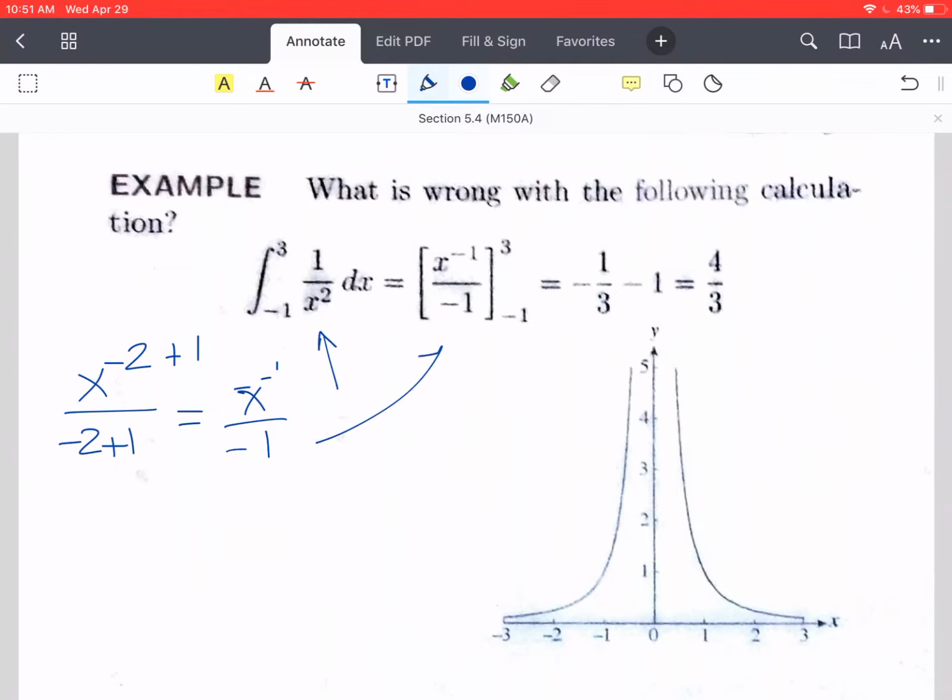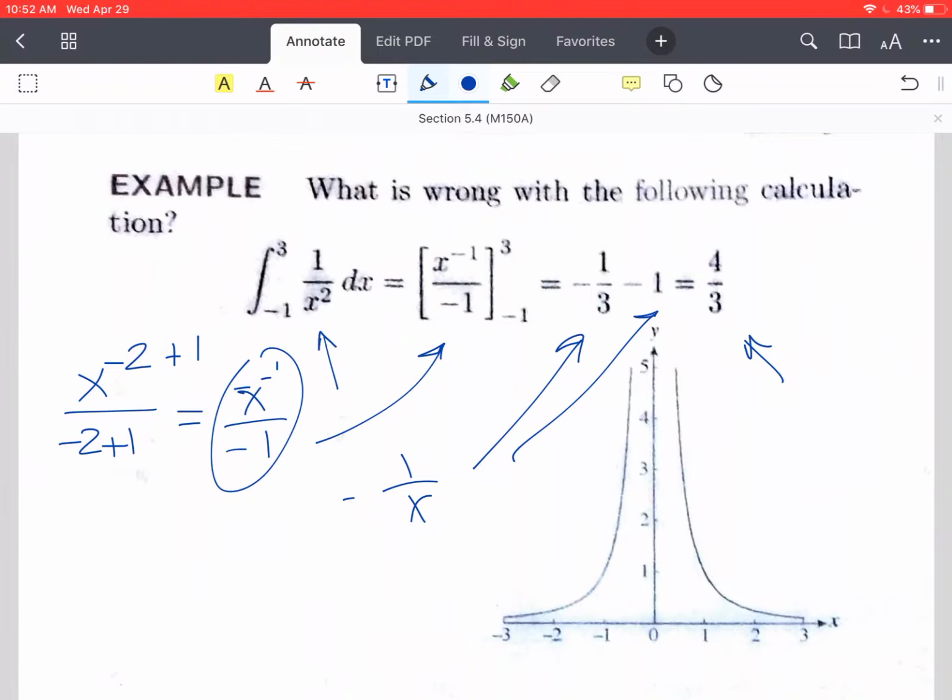Okay, so that looks good. Evaluate from 1 to 3. So we get, this is the same thing as negative 1 over x. So we get negative 1/3 minus 1 over 1. And then that gives us 4/3. Okay.